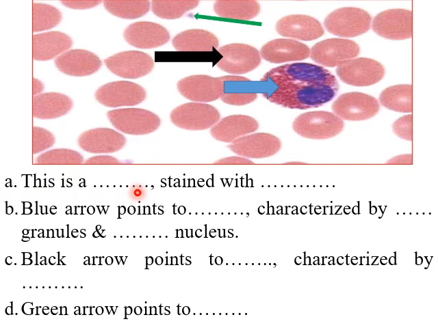So this is a blood film stained with Leishman. The blue arrow shows the eosinophil characterized by the acidophilic granules, and the nucleus is bilobed, connected by thick chromatin. The black arrow points to the RBCs with central pallor. The green arrow points to the platelets.